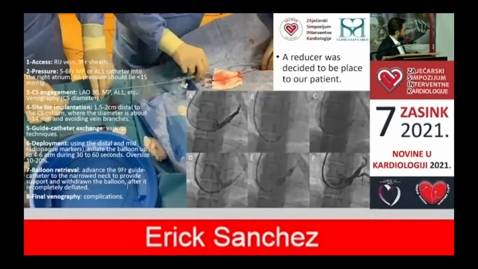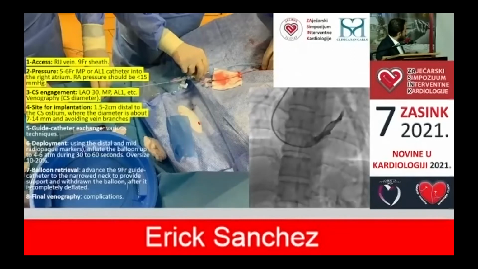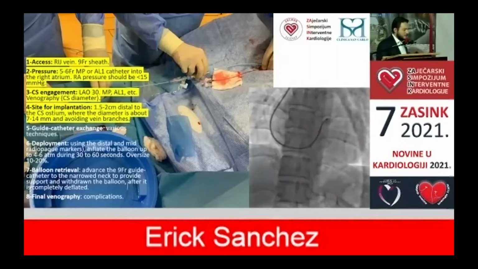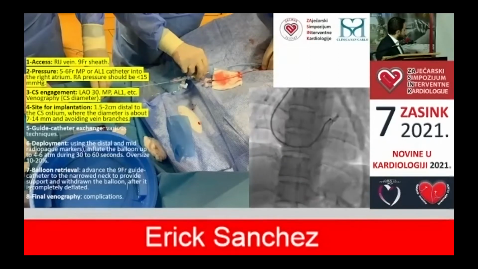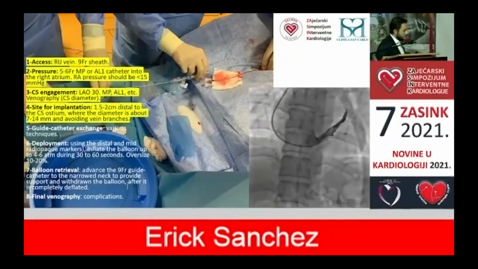And finally, I want to say that for our patient, this is our patient, we decided to put a reducer. And here are some aspects about the procedure, which is not very complex. First, you have to take a venous jugular access. It can be right internal jugular vein access or whatever you want, but this is the most direct to the right atrium.